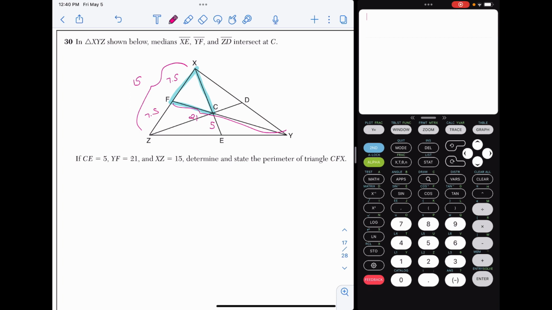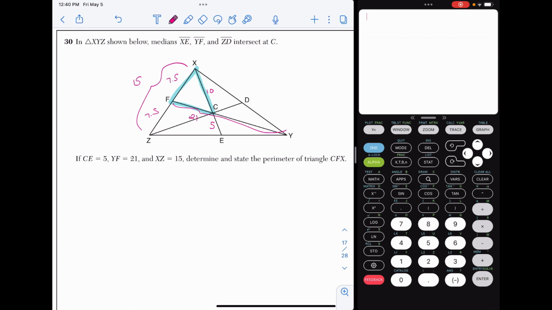If I now want to find the length of XC or the length of FC, the medians of a triangle, when they intersect, cut each line segment into a 2-to-1 ratio. So I can tell that XC is going to be 10 because 10 plus 5 gives me the total of 15. And 10 is 2/3 of 15, or you could think of it as just double 5.